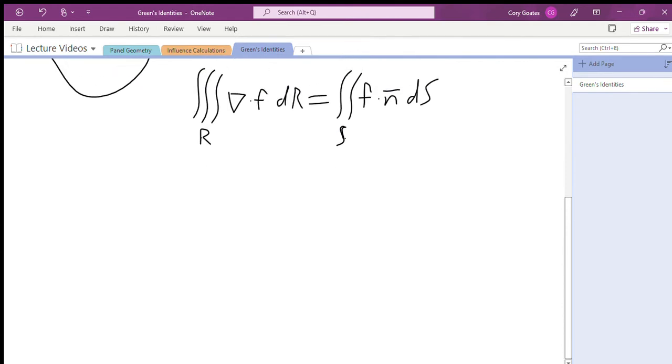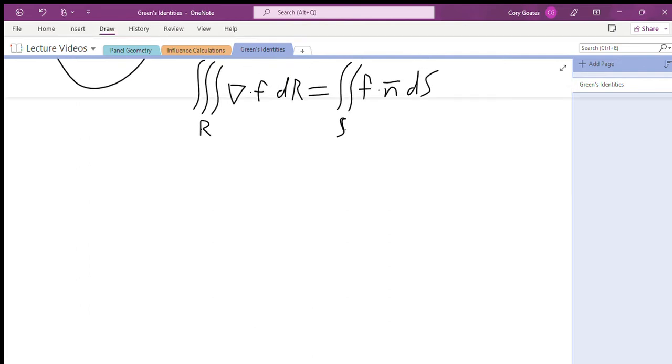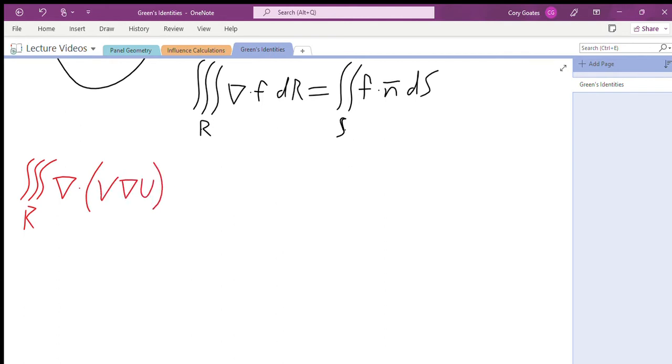Okay, so let's plug our vector field into the divergence theorem here. If we do that, we're going to have the triple integral over R of grad dot, and remember our definition for F, v grad u, dR is equal to the integral over S of n dot v grad u dS. Okay?